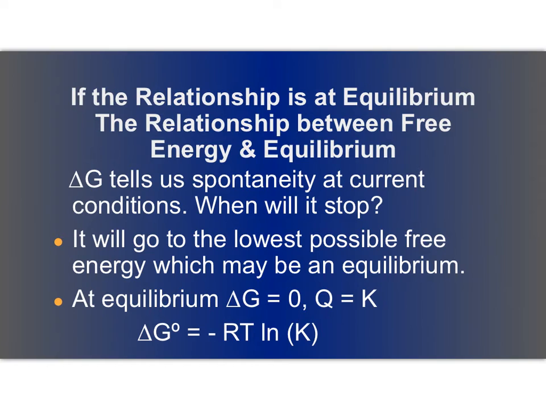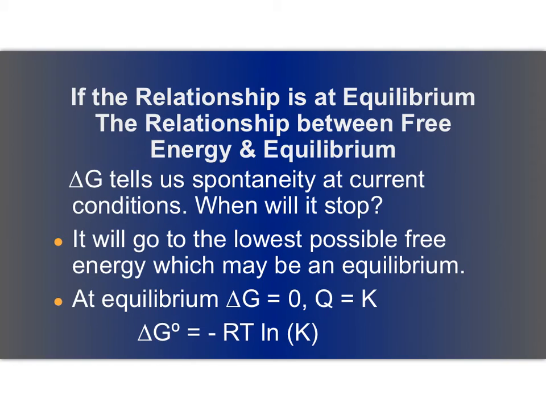The last thing we need to look at is the relationship between free energy and equilibrium. So we've been working with delta G, free energy, and we know that that gives us information about the spontaneity of a reaction. Will the reaction be spontaneous in the forward direction? But when will the reaction stop? The equilibrium constant will give us some of that information. It is important to know that the reaction will proceed to the lowest possible free energy state, which could be equilibrium.